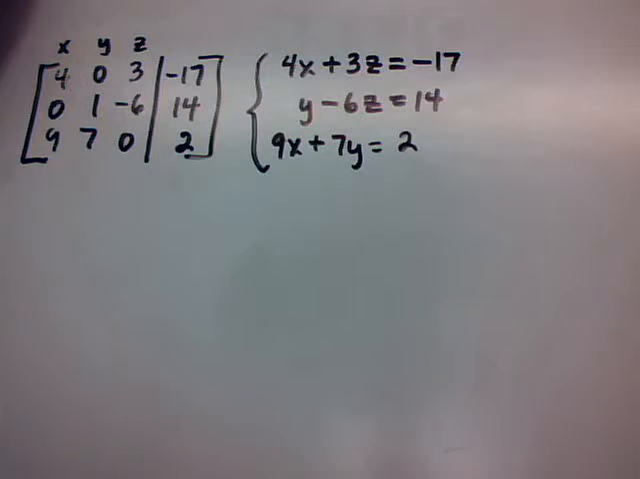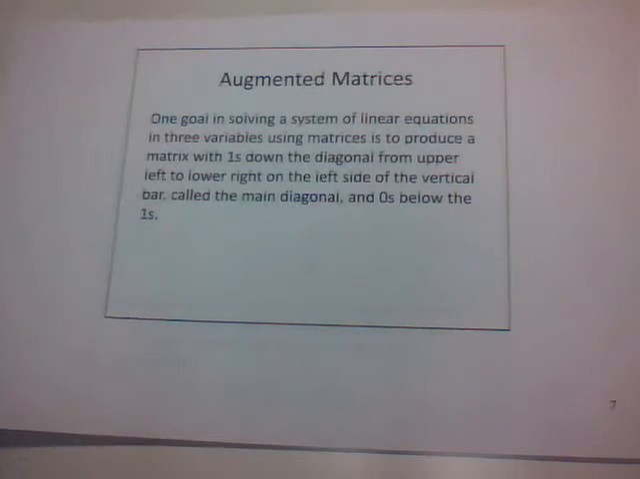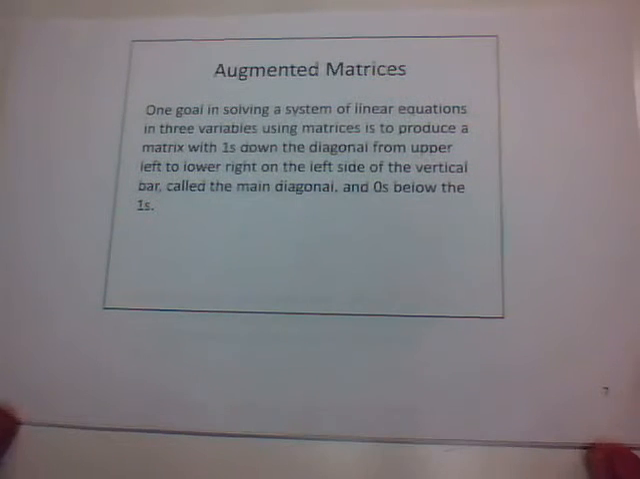Okay. Now let's talk a little bit more about augmented matrices here, because we're going to look at how to solve an augmented matrix. Our goal in solving a system of linear equations in 3 variables using augmented matrices is to produce a matrix with ones down the diagonal from the upper left to the lower right on the left side of the vertical bar, which is called your main diagonal, and zeros below the ones.